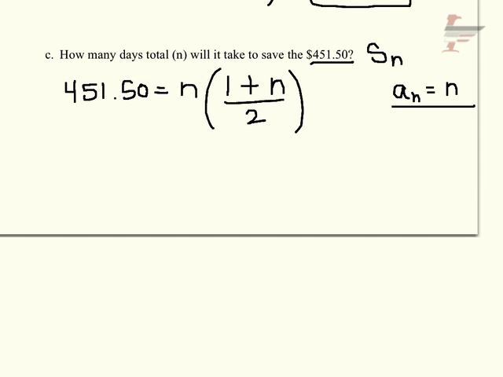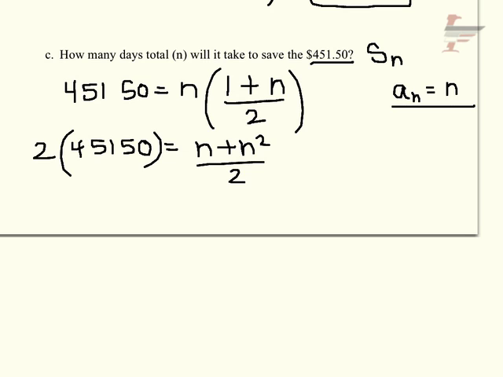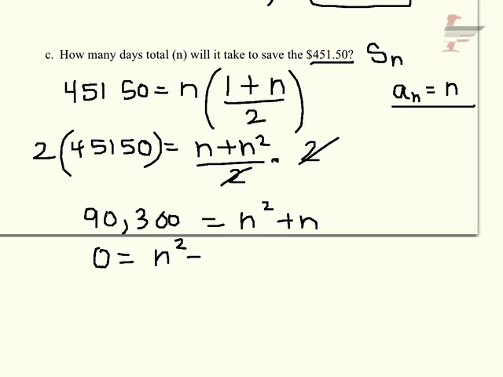I'm sorry, I need to erase this. This is in pennies, so I don't want that decimal there. Then if I simplify a little bit here, I'm going to distribute my n through, so that's n plus n squared. And then I'm going to multiply the 2 over, so this number times 2 and this side times 2 will give me 90,300 equals n squared plus n, because those cancel. And then it's, of course, a quadratic, so I'll get everything to one side.